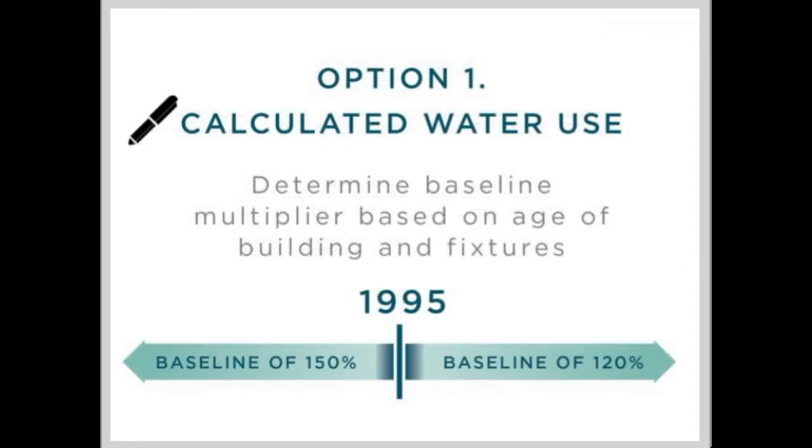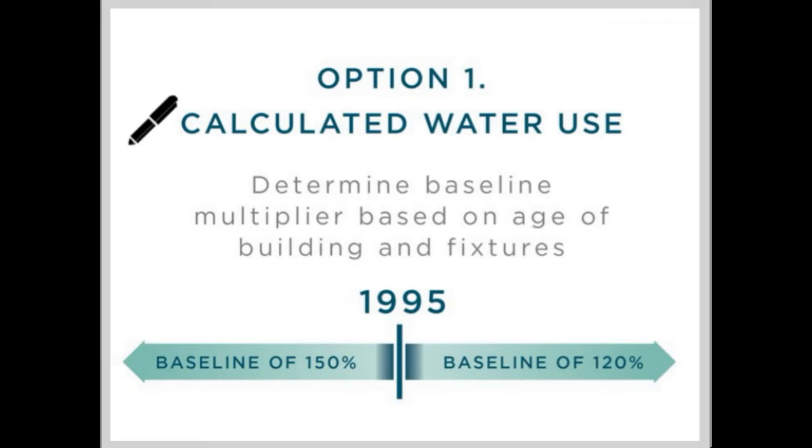For a building with a certificate of occupancy dated 1995 or later, the baseline is 120% of water use that would result if all fixtures met the code requirements in the table listed here. For a building with a certificate of occupancy dated before 1995, the baseline is 150% of the water use that would result if all fixtures met the code requirements in the same table.